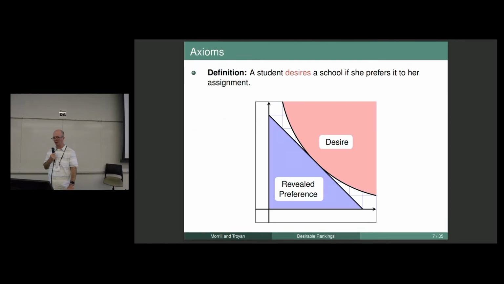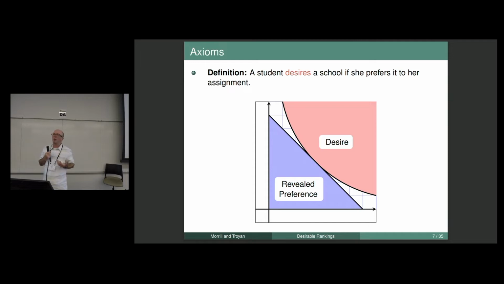So we're going to propose a third alternative, which is what we call an approach based on desire. Here's my little hokey diagram. Desire means we're looking at the upper contour set. So I want to look at colleges that you prefer to the one you're going to, or journals that you prefer to the one you got accepted to. Revealed preference looks in the opposite direction.